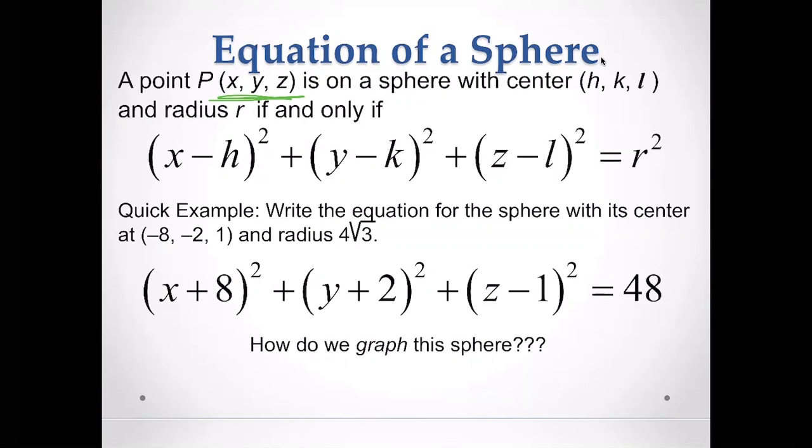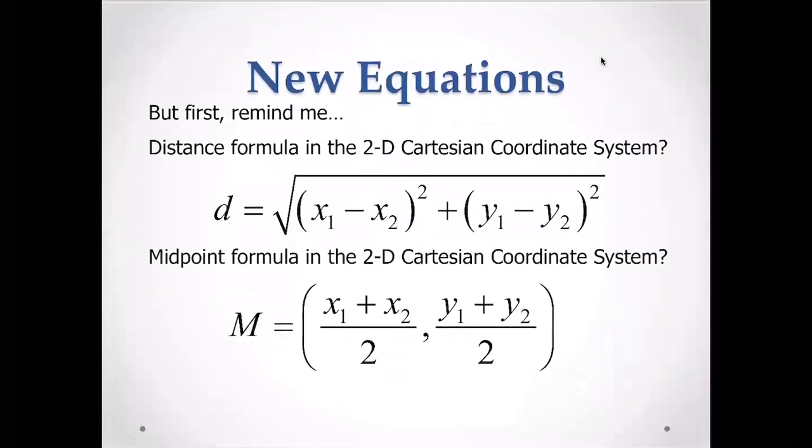So very similar. If we have a point, -8, -2, 1 with a radius of 4 square root of 3, notice that you are plugging them in just like we plugged in to an equation of a circle. Square that radius to get your 48. How do you graph this? You probably are not going to graph a sphere. You might use a graphing utility on the computer or something to graph it for you. It's very difficult to draw something that's 3-dimensional on a 2-dimensional piece of paper.